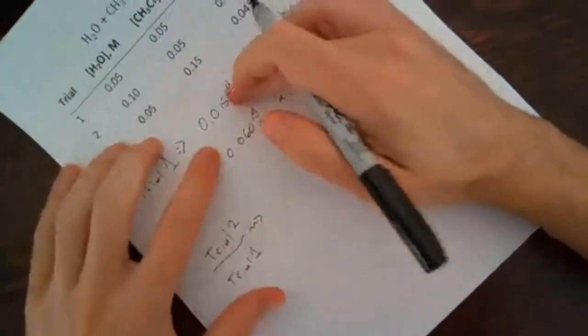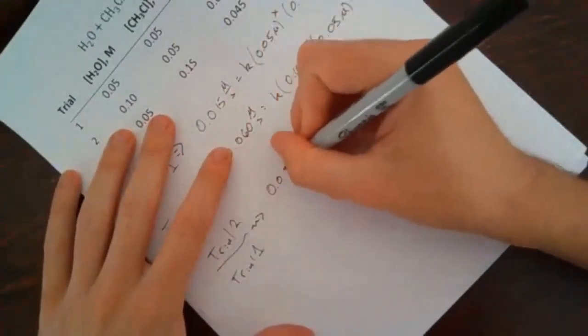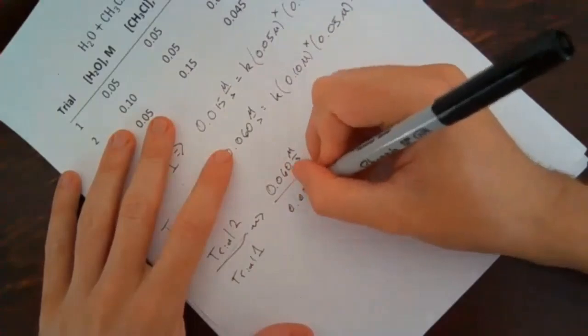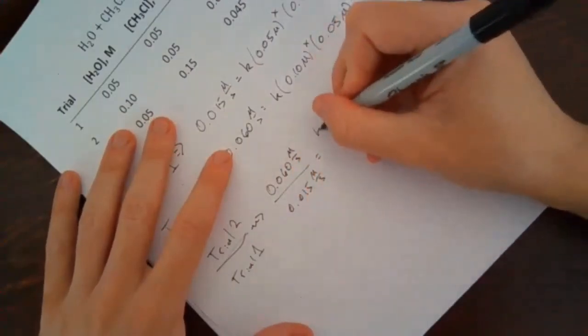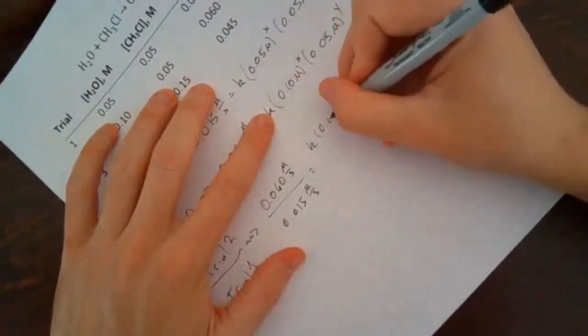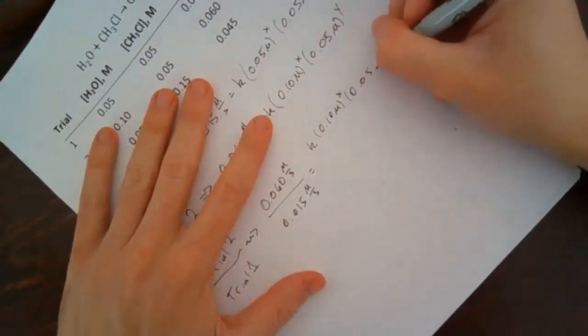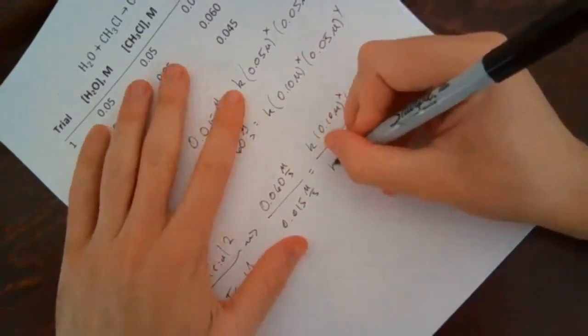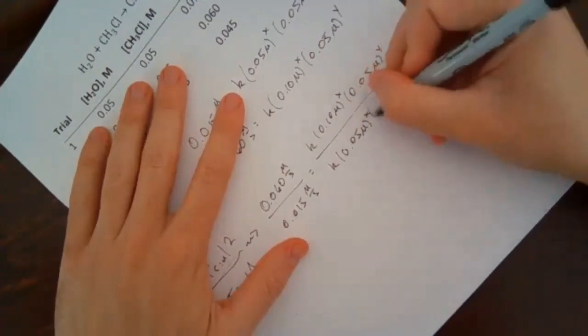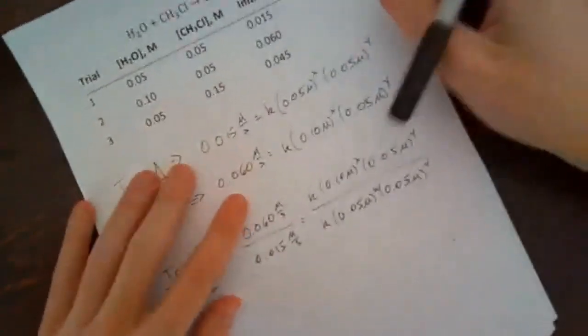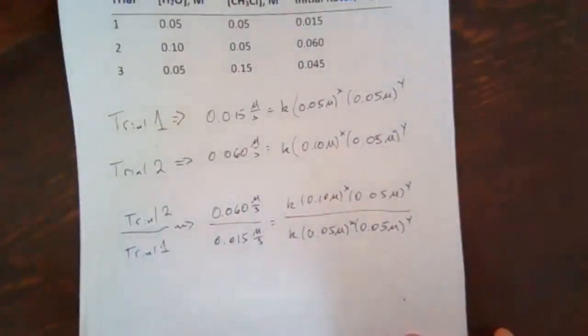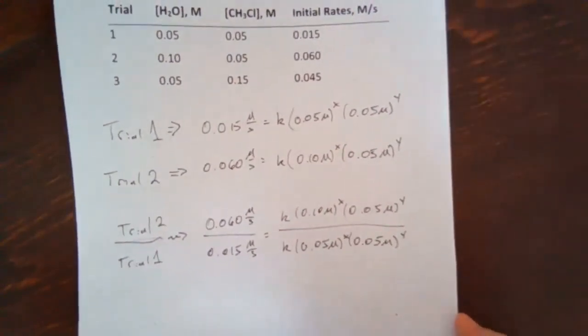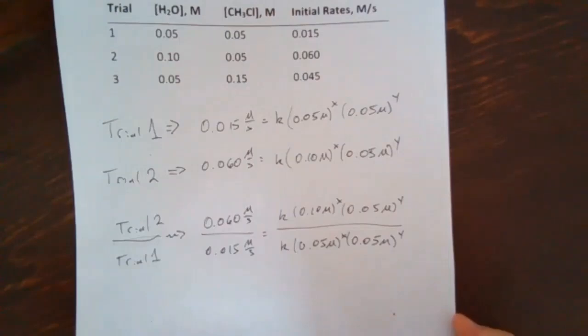On the left-hand side, trial 2 is 0.060 molar per second, divided by 0.015 molar per second, equal to the whole thing for trial 2, K times the concentration of 0.10 molar to the X, times 0.05 molar to the Y, divided by the whole thing for trial 1, 0.05 molar to the X, 0.05 molar to the Y. The reason I set it up like this is that a decent number of things are going to cancel out.